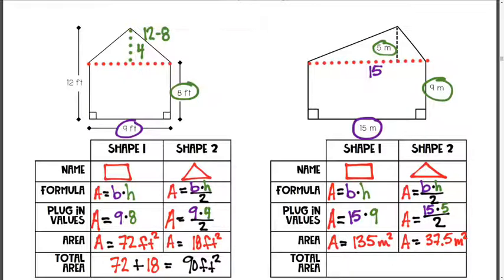To get the area of the composite figure, because this is being added on to the rectangle, it's not being subtracted. If it was being subtracted, it would cut a little hole out of that rectangle. But since it's being added onto it, I take my two areas and I add them. If I did 135 plus 37.5, I would get 172.5 meters squared.